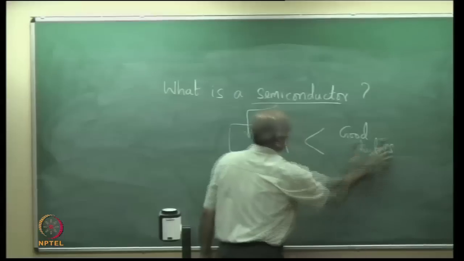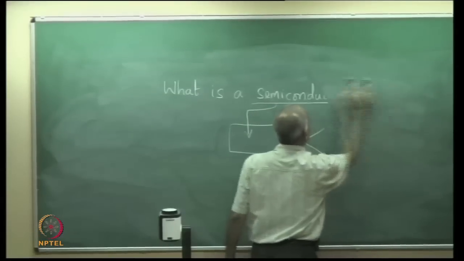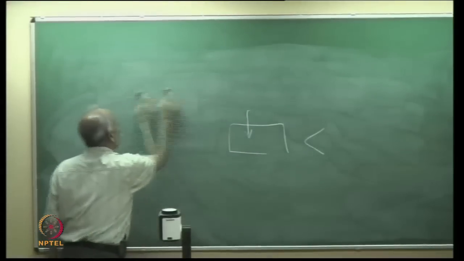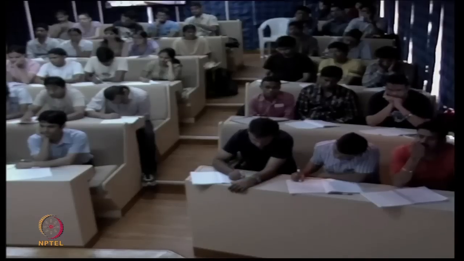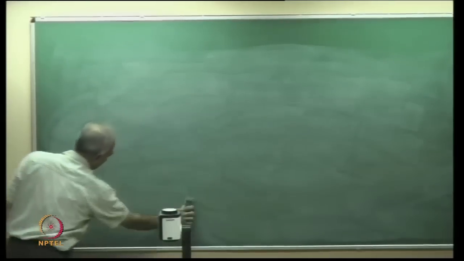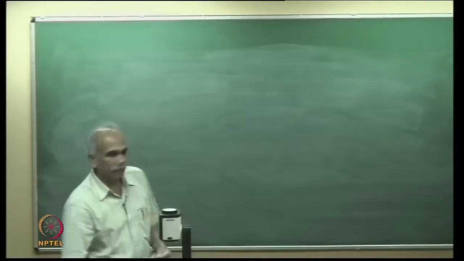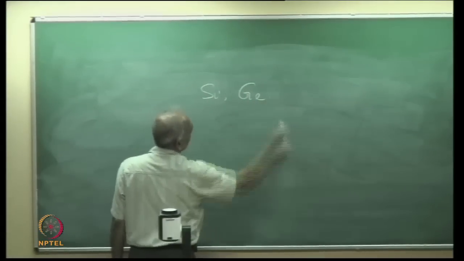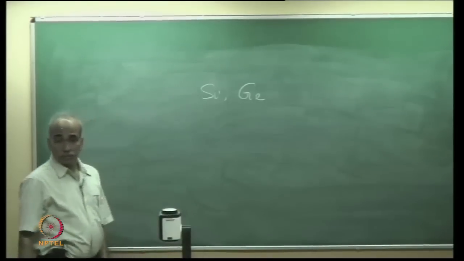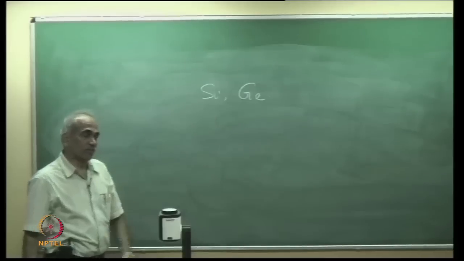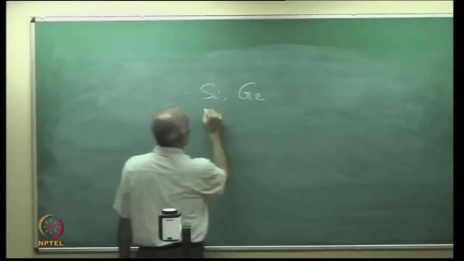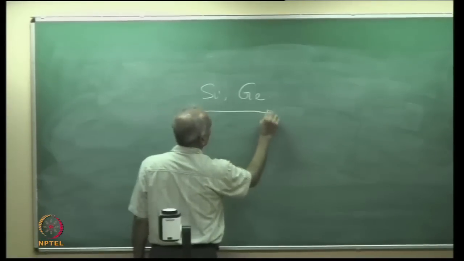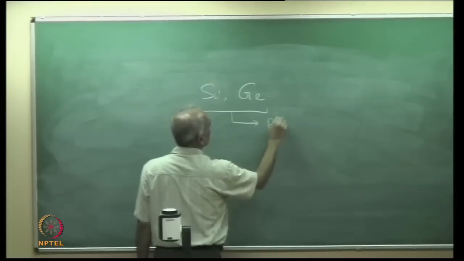There are a large number of semiconductors. The most widely used semiconductors in electronics are silicon and germanium. Group 4 elements are most widely used in electronics. Silicon and germanium are also used in optoelectronics to realize photodetectors.